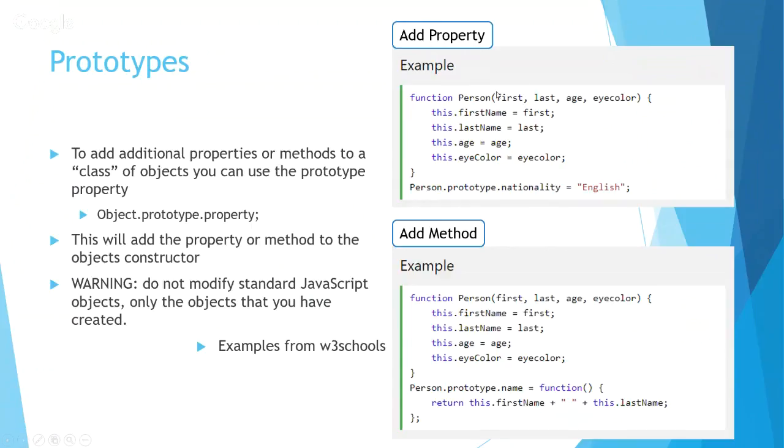Here are some examples. We created the person, then we added the prototype nationality and set it to English. So by default, creating a new person will set that person's nationality to English. And here we've got a prototype function that displays the first and last name that was added after the fact. So if we were then to look at the definition of person, it would have this.firstName equals first, this.lastName equals last, this.age equals age, this.eyeColor equals eyeColor, and this.name equals function return this.firstName plus this.lastName.